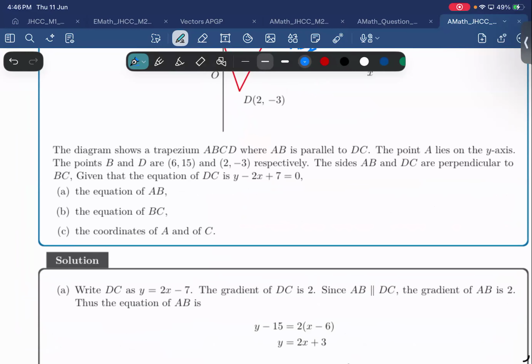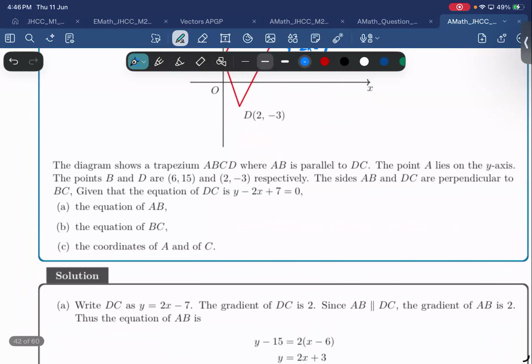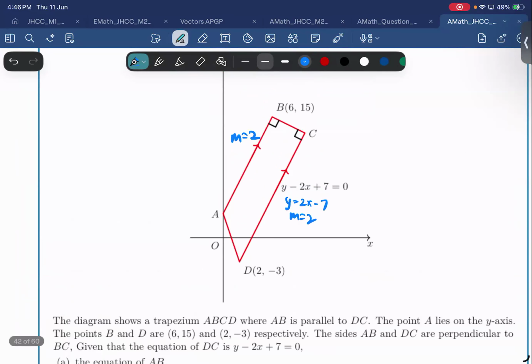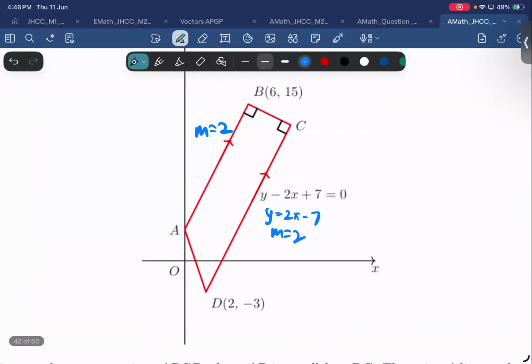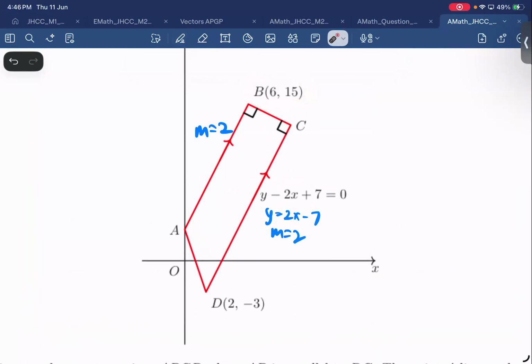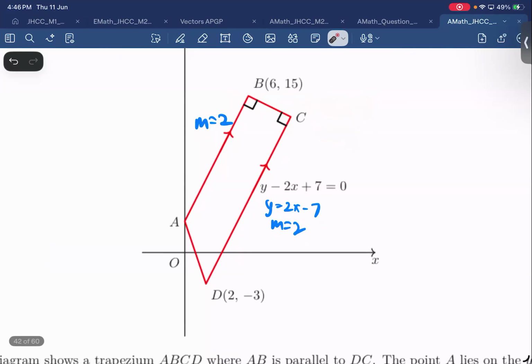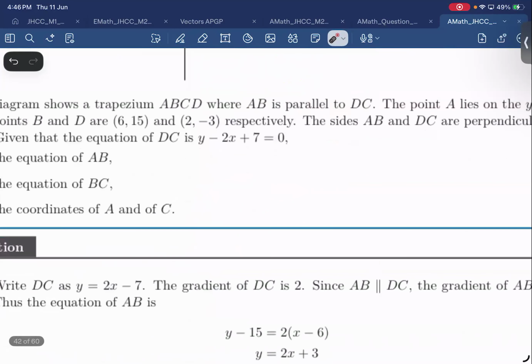Then the equation of BC. This one also is not difficult. We have a point on the line, and next we need a gradient. We know the gradient is perpendicular to these two lines which have gradient 2. So m times 2 equals minus 1, so m must be minus half. The gradient of BC must be minus half. Once again, the gradient is minus half, and the point on the line is (6, 15).